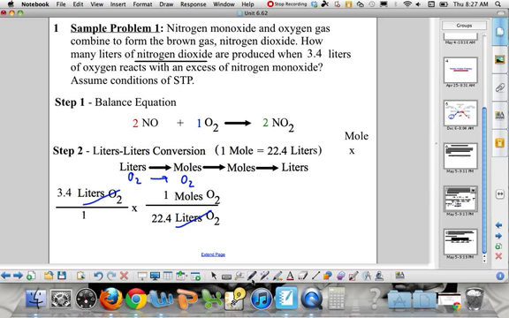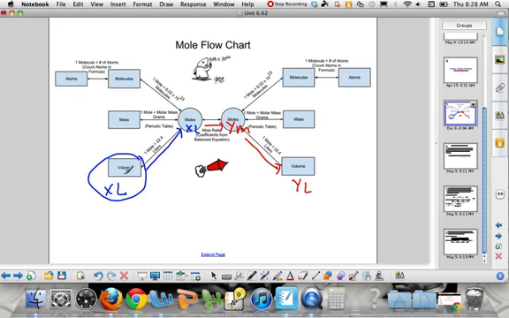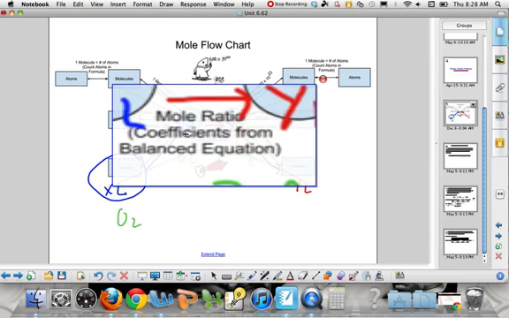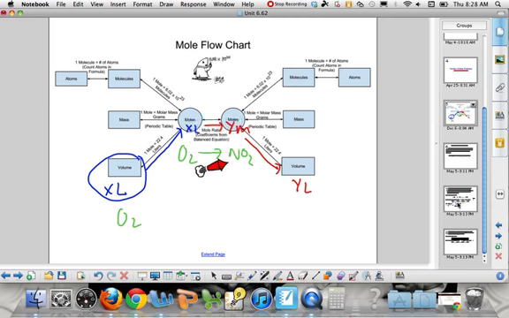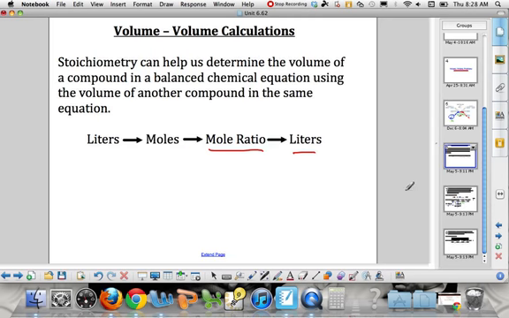So what's my next step? Well, I want to take my moles of oxygen, and I am trying to figure out how many liters of nitrogen dioxide I can produce. So I'm going to take my moles of oxygen and change this to moles of nitrogen dioxide. So let's take a look at what we've done in this flowchart so far. We've gone from liters of oxygen to moles of oxygen. Now we're going from moles of oxygen to moles of NO2. And if you remember how to do this one, this is our mole to mole conversion. We are going to use the mole ratio from our balanced equation. So that's how we get this conversion from 1 mole to another mole.